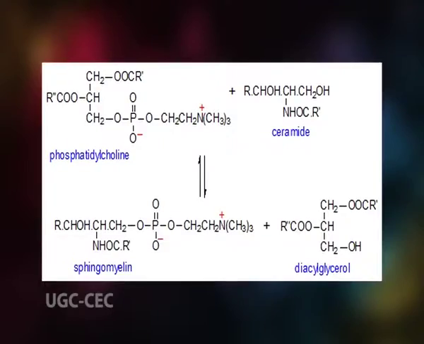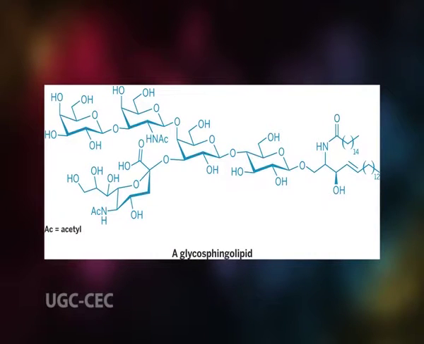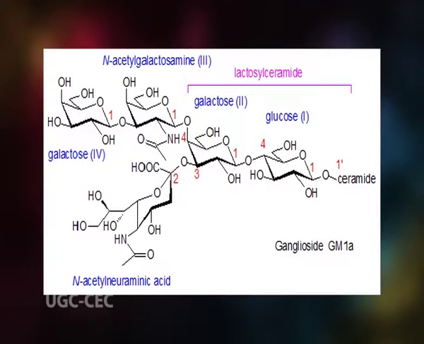There are 3 subclasses of sphingolipids, that is, sphingomyelins, neutral glycolipids, or glycosphingolipids, and gangliosides. All of these are derivatives of ceramide but differ in their head groups. So we can summarize the present lecture by saying that the lipids are a heterogeneous group of compounds including fats, oils, steroids, waxes, and related compounds, which are distinguished by their insolubility in water and solubility in nonpolar solvents.